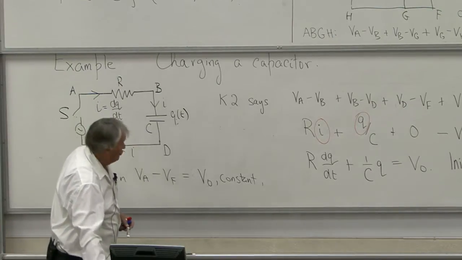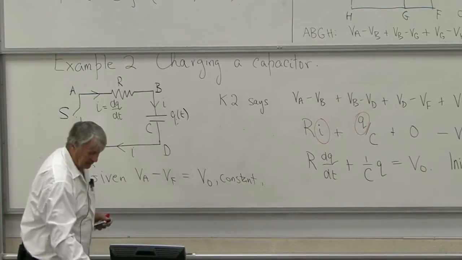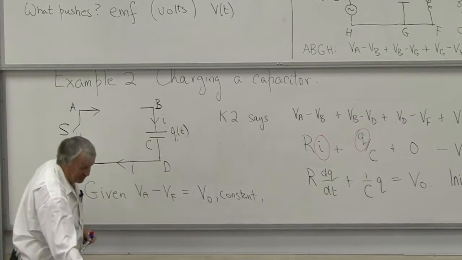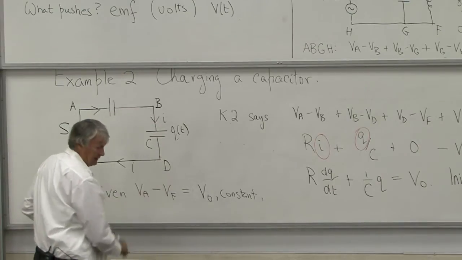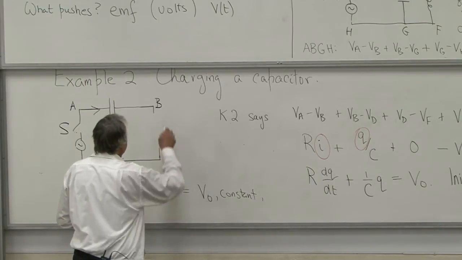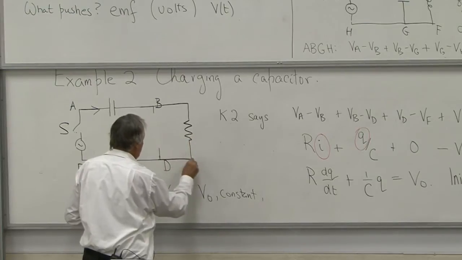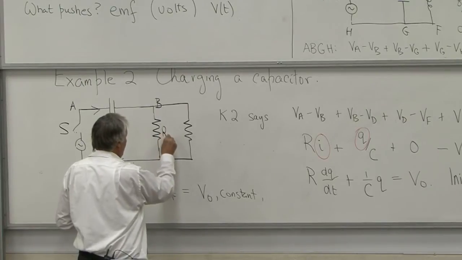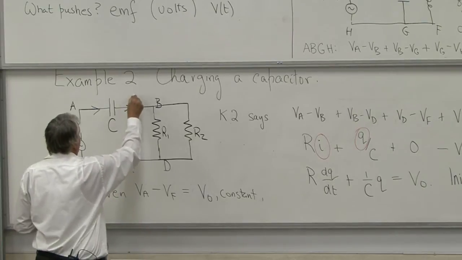Okay, example number 2 is the following. First of all, I'm going to put the capacitor here, okay? And I'm going to put a resistance here, and another resistance over here. So I'm going to have one resistance here, one resistance here. So R1, R2, this is the capacitor, this is the current flowing, I.